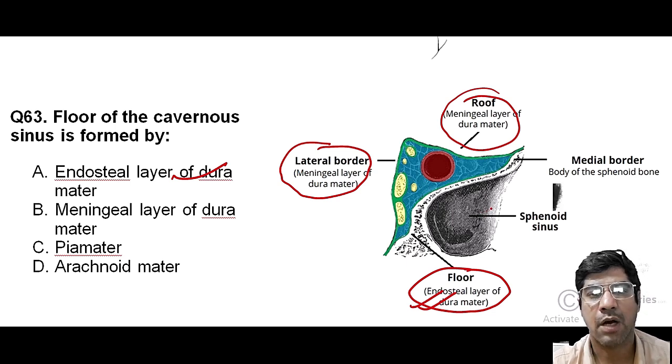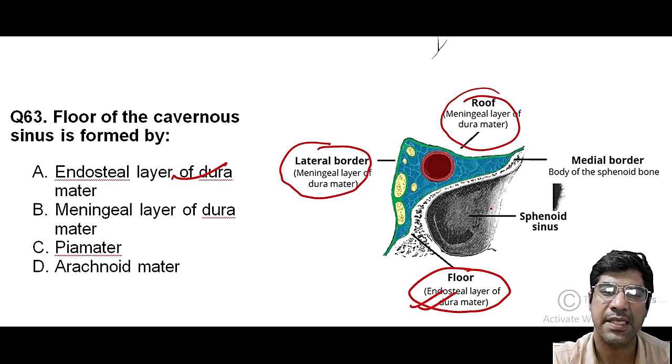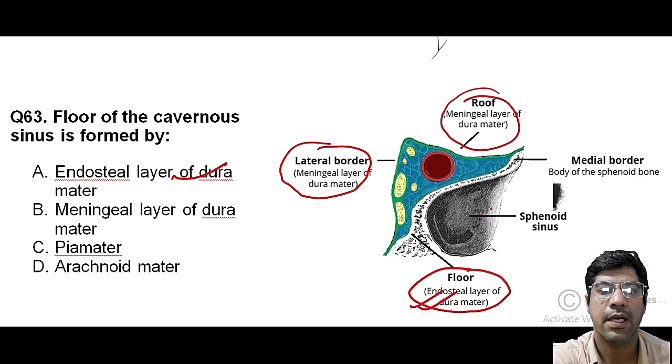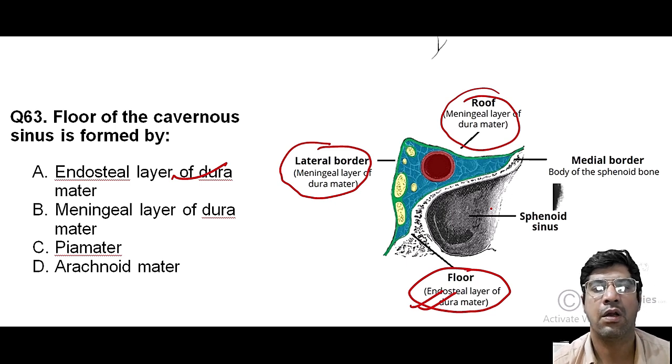So the dura mater is the outermost and toughest of the meningeal layers. It has two layers: one is the endo-ostial layer and the other is the meningeal layer. The endo-ostial is the outermost layer and it is attached to the inner surface of the cranial bone. It contributes to the formation of the floor of the cavernous sinus. The meningeal layer is the innermost layer of the dura mater and it is closely adherent to the brain.